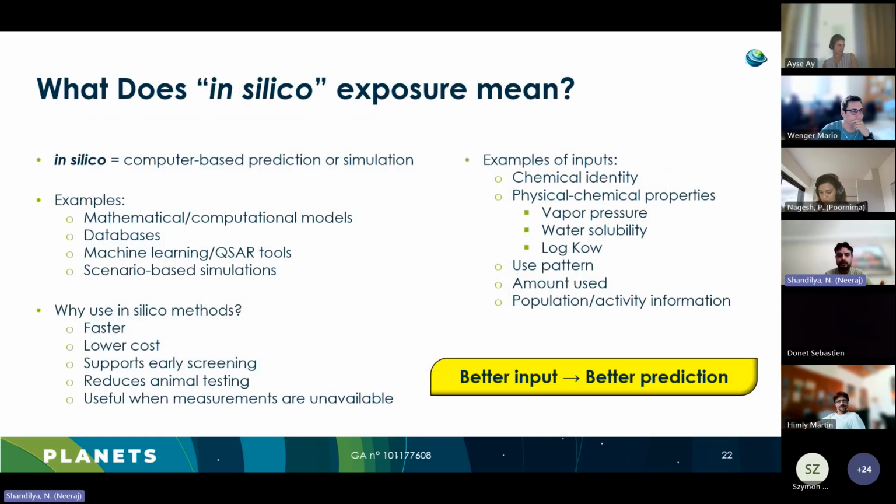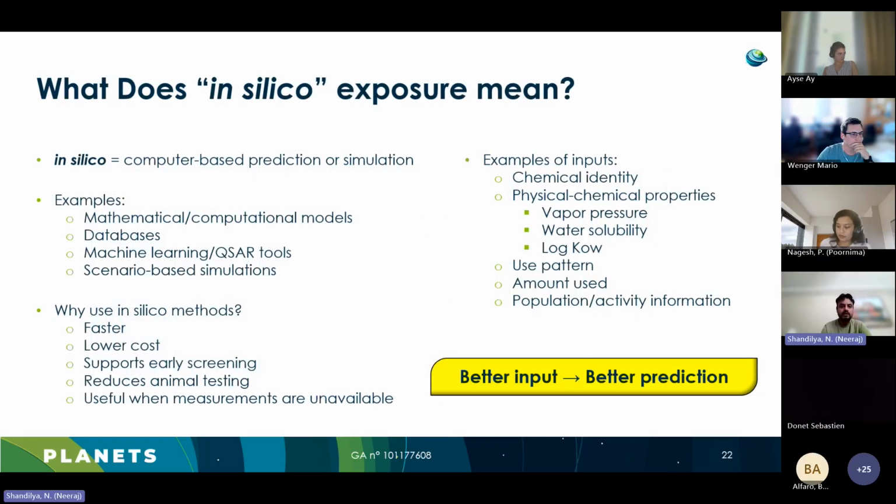In silico exposure. So in silico, I think it's quite clear, is based mainly on computer-based prediction or simulation. Examples include mathematical or computational models. They could be even databases, some machine learning, QSAR tools, etc. In silico methods, these computational tools, they're quite fast, lower cost, and they could be used during early screening. So that's why they are quite advantageous in the entire scenario of the safety and sustainability by design, especially in the early stages.